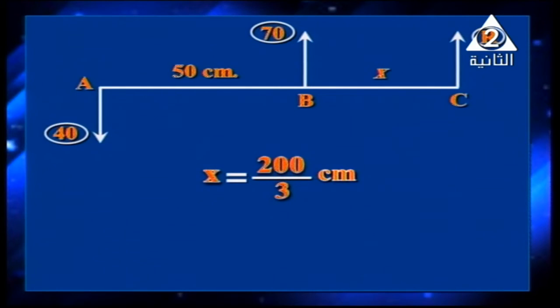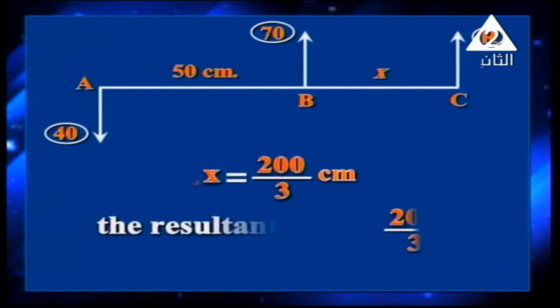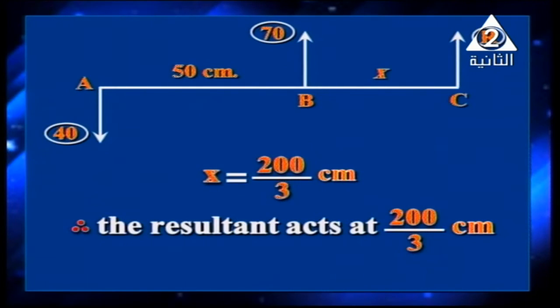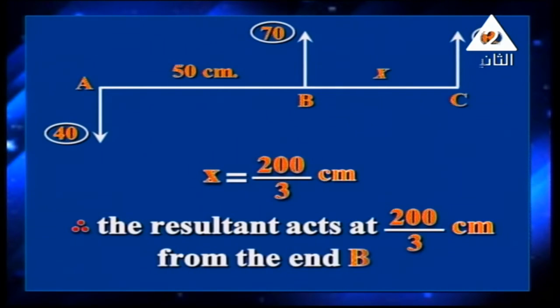What you deduce, my dear student, is its magnitude is 30 Newton and it acts at point C, from B with 200 over 3 centimeter, or from A 50 plus 200 over 3 centimeter. This is the magnitude of R and its direction.